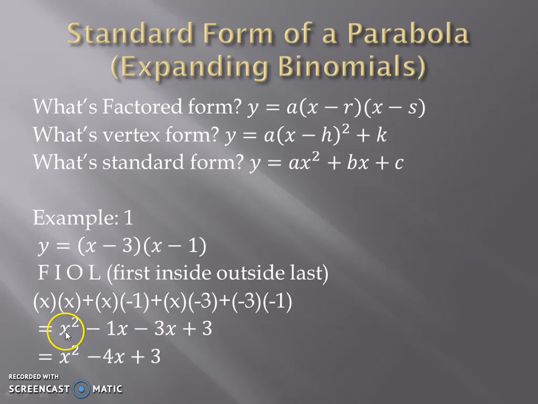And don't forget, you can't add this to this, because it's an exponent. Thus, it's different from x to the exponent 1, because it's x to the exponent 2. So this is your answer right here. You're probably thinking, oh, this looks like standard form: x to the exponent 2, b, which is negative 4, with the x, and plus 3. By the way, the c represents the y-intercept. So 3 represents the y-intercept in this equation.